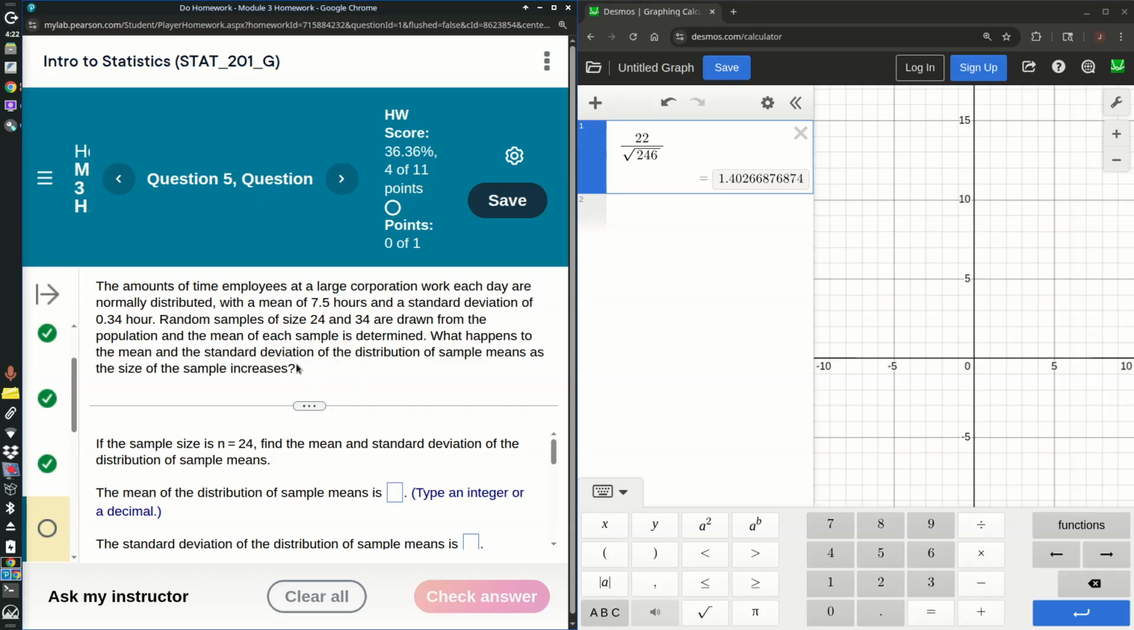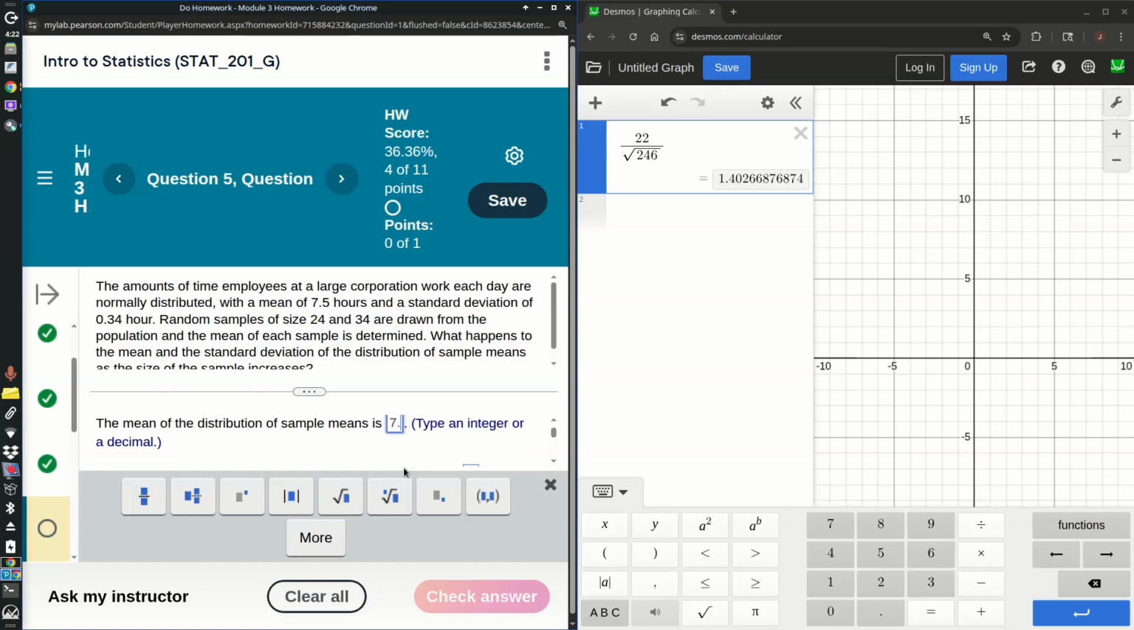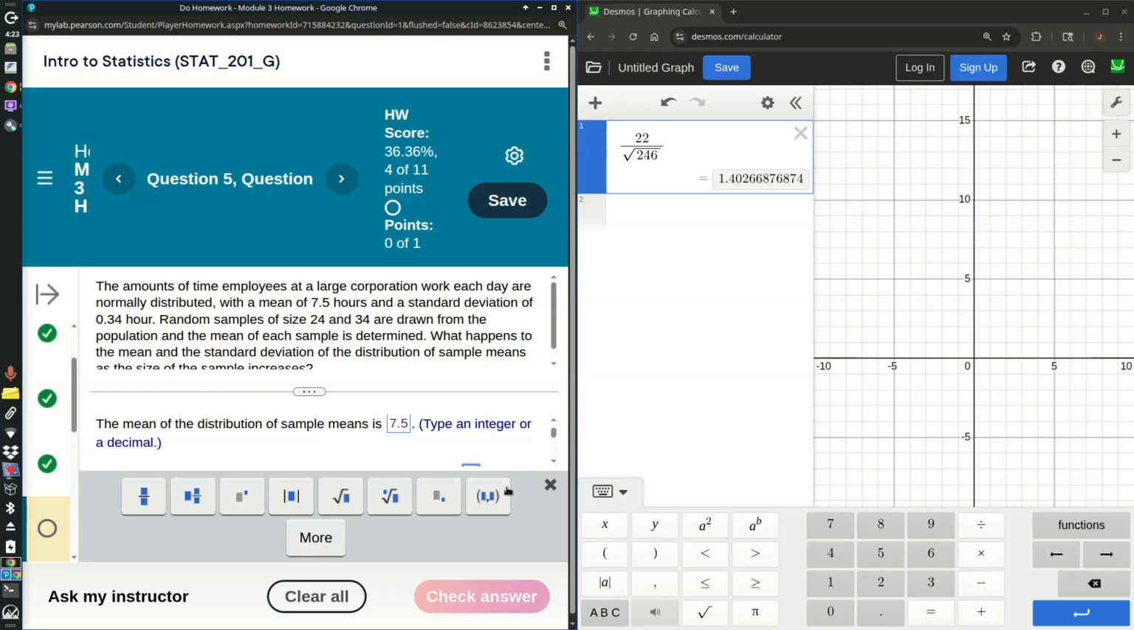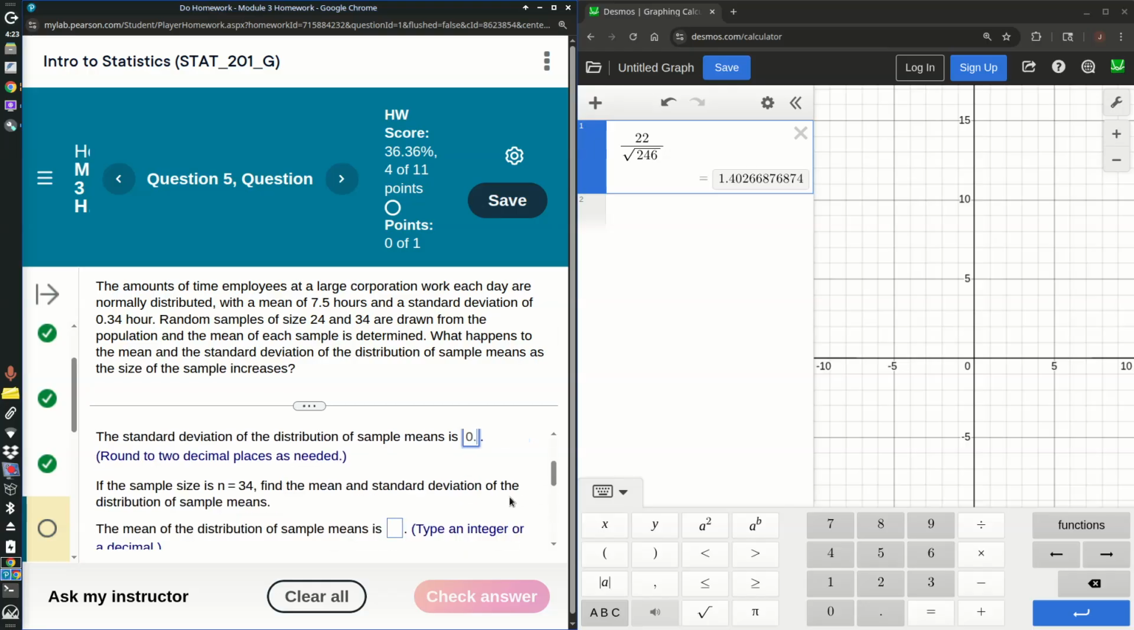Okay, again, a lot of words here, but we can just scan and look for the key things. We know the mean is 7.5. So when they ask for the mean of the sample means, we know that's 7.5. That's just the same old thing. Then they say there's a standard deviation of 0.34. That's our regular standard deviation, so that's going to be the answer for this first one. It's just talking about the regular distribution, the distribution of sample means, so we're not dividing by any square roots yet. For question 1 part B, our answer would just be 0.34.